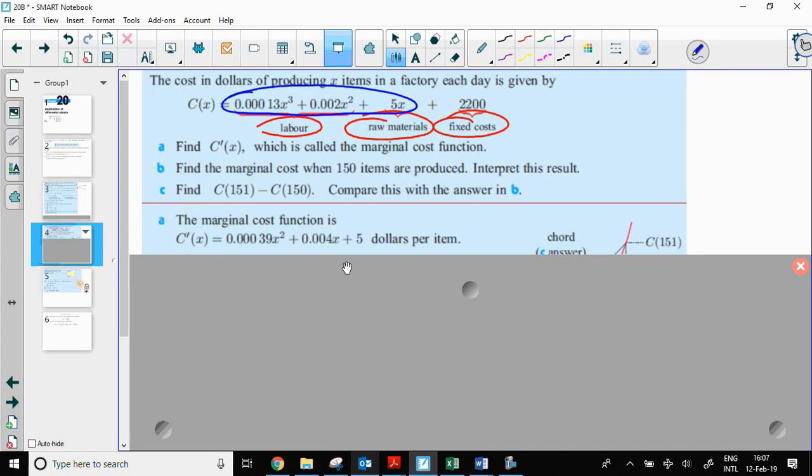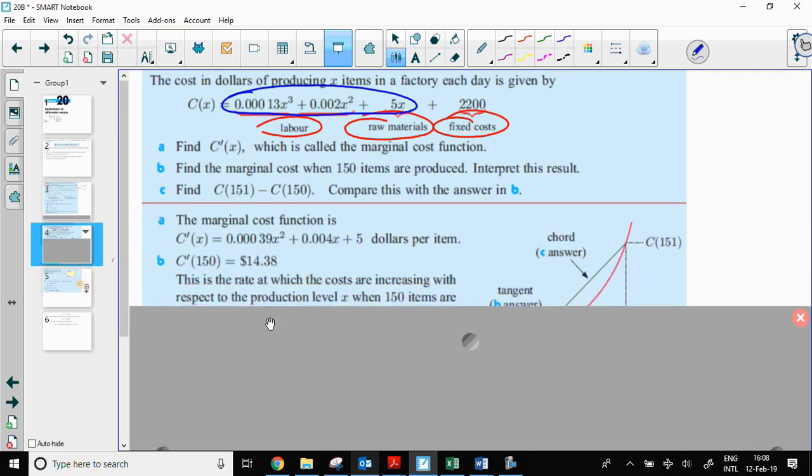So what this means is that as we make more and more items, the cost is going to be changing, but it's not changing the same amount for every item, because our rate of change here is not a constant.